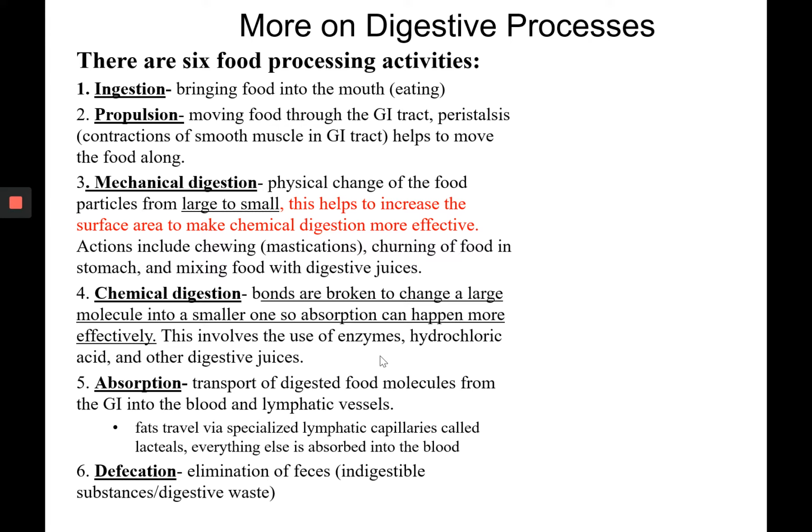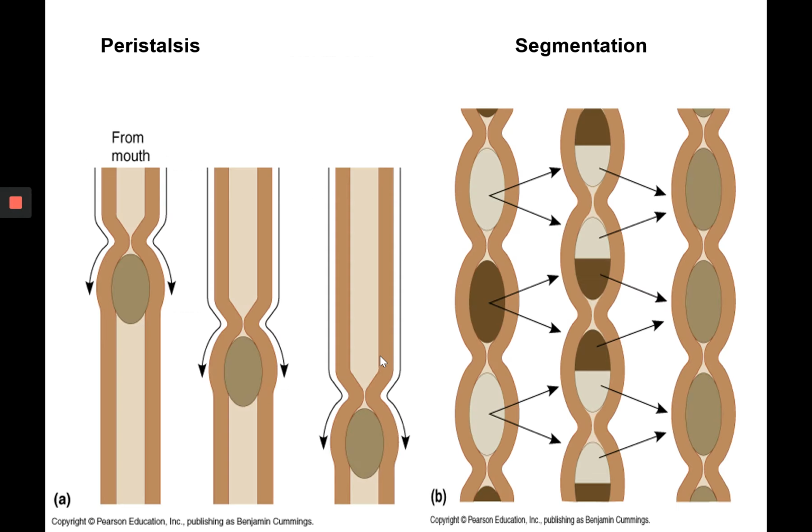And usually chemical digestion is going to finish the process of breaking down polymers into their monomers. Absorption is a transport process, transport through the enteric cells of the small intestine into either the blood or lymphatic vessels. Lacteals are specialized lymphatic capillaries that absorb fat or the breakdown products of fat, such as fatty acids and glycerol, whereas the blood is going to absorb the monomers of carbohydrates, proteins, and nucleic acids. Defecation is the elimination of feces, which includes indigestible foodstuffs and digestive waste.